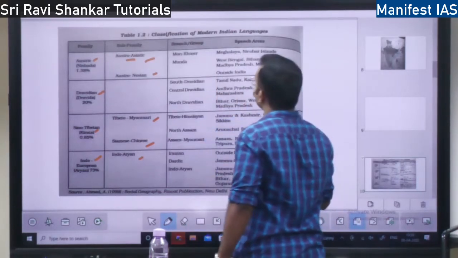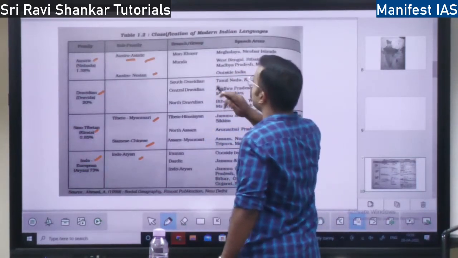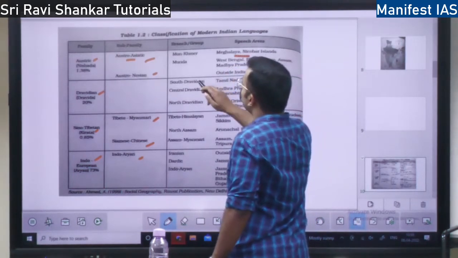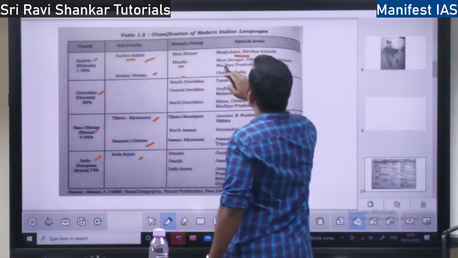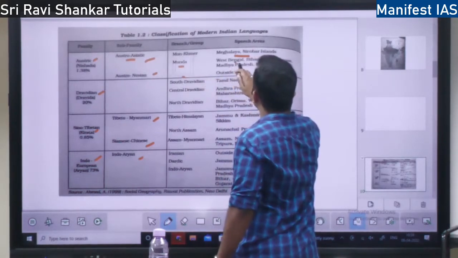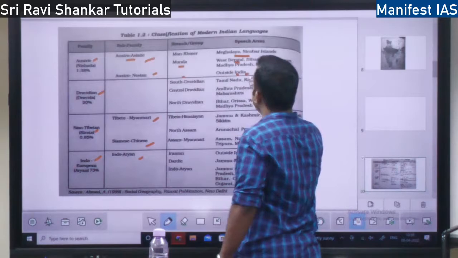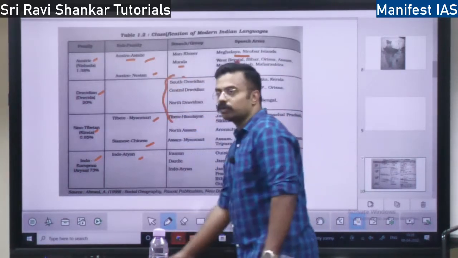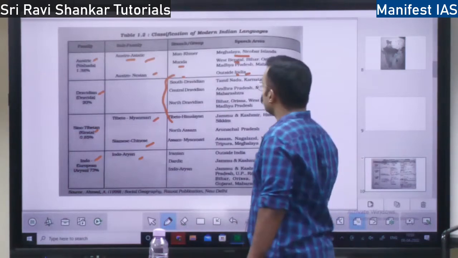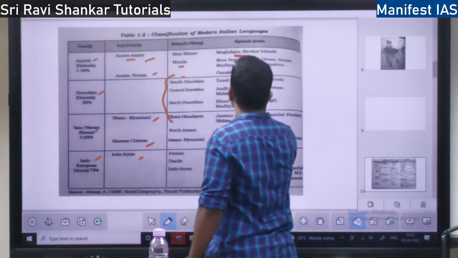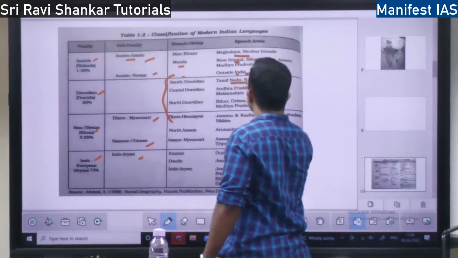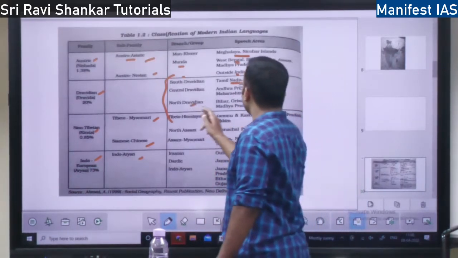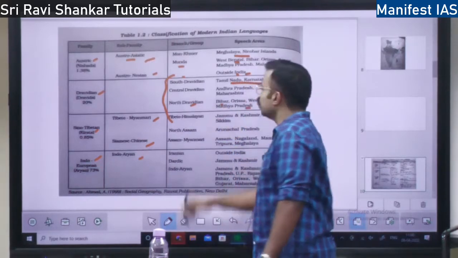Where are these languages spoken? Austro-Asiatic is spoken in Meghalaya and Nicobar, and this Austric language is also spoken in West Bengal, Bihar, Orissa, and this region, right? Dravidian languages are divided into three groups: South Dravidian, Central Dravidian, and Northern Dravidian. South Dravidian: Tamil Nadu, Kerala, Karnataka. Central Dravidian: Andhra Pradesh, Madhya Pradesh, Orissa, Maharashtra. Northern Dravidian: Bihar, Orissa, West Bengal, Madhya Pradesh.